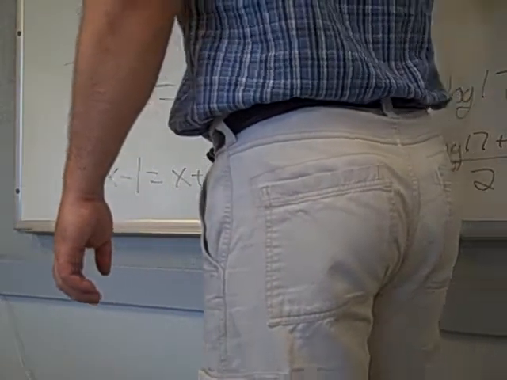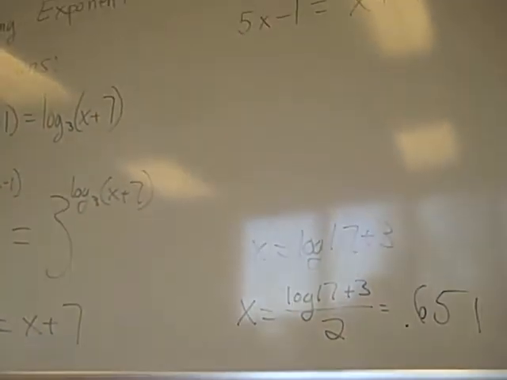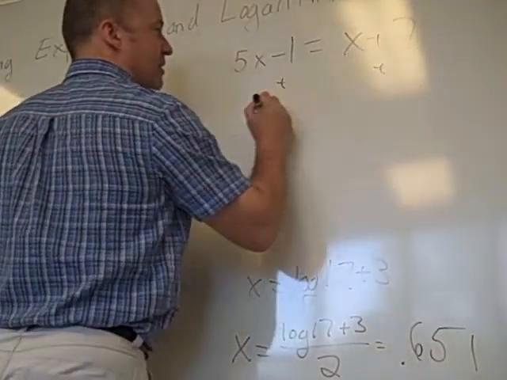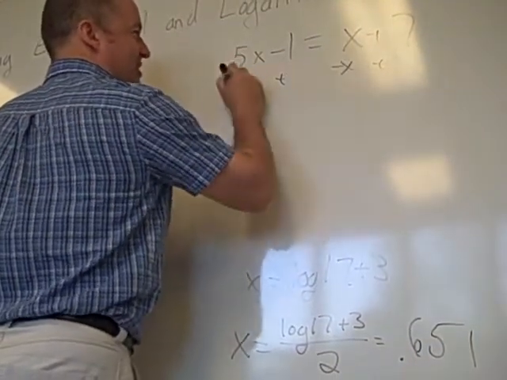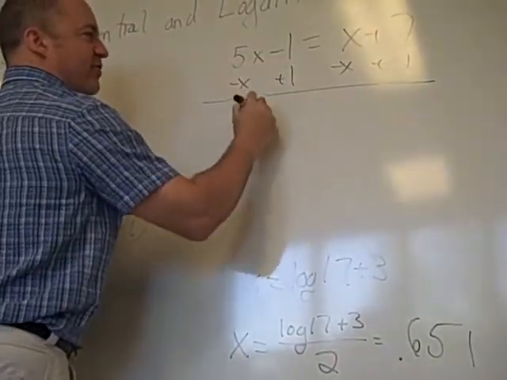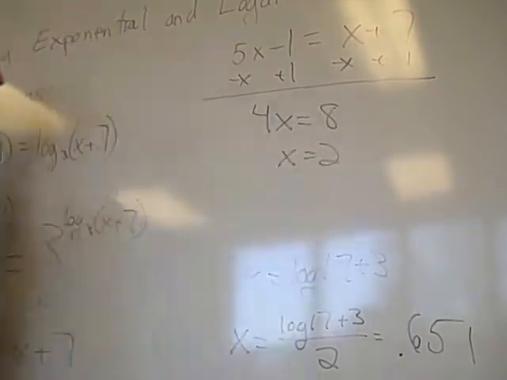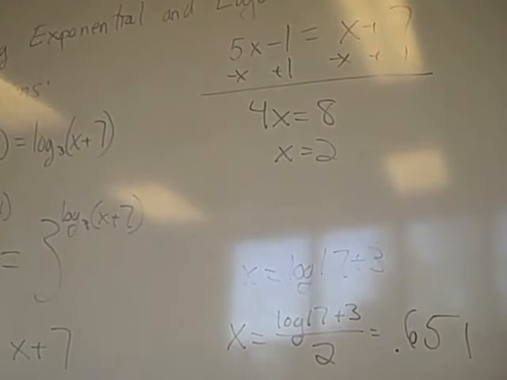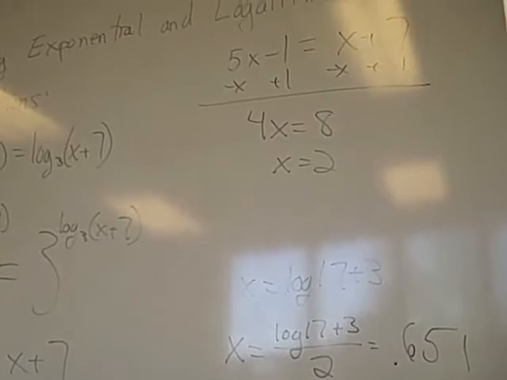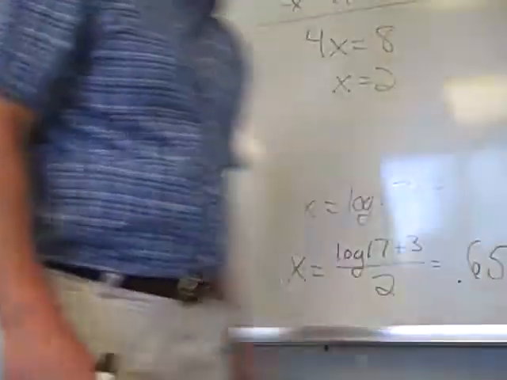What is 5x minus 1 equals x plus 7? What should I do first? Plus 1. Works for me. Minus x. So this then becomes 4x equals 8. X is 2. That was easy. Well, I don't want to leave it sitting here. Algebra 1 review is always useful.